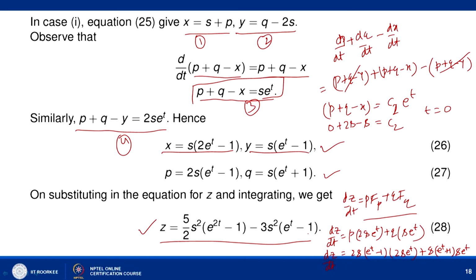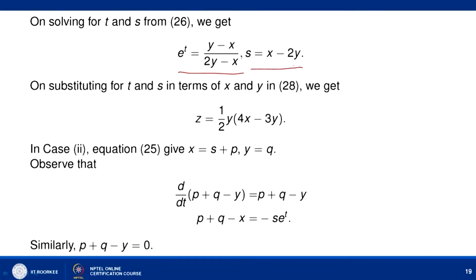But if you want the relation which is not given in terms of a 2 parametric representation, then we have to remove the parameters s and t. When you remove the parameters s and t, from these 2 equations you can find out the values of s and t in terms of x and y. You can solve the first 2 equations for x and y, and you can get the value of e to power t and s like this: e to power t is (y minus x) upon (2y minus x), s as x minus 2y.